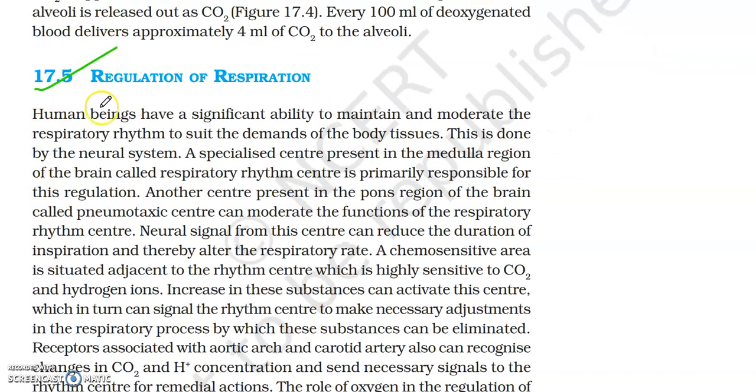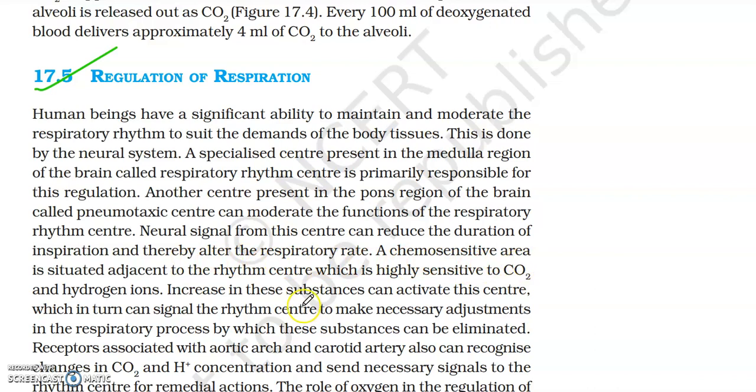Regulation of respiration. Human beings have a significant ability to maintain and modulate the respiratory rhythm to suit the demands of the body tissues. This is done by the neural system. A specialized center present in the medulla region of the brain called respiratory rhythm center is primarily responsible for this regulation. Another center present in the pons region of the brain called pneumotaxic center can moderate the functions of the respiratory rhythm center. Neural signal from this center can reduce the duration of inspiration and thereby alter the respiratory rate.